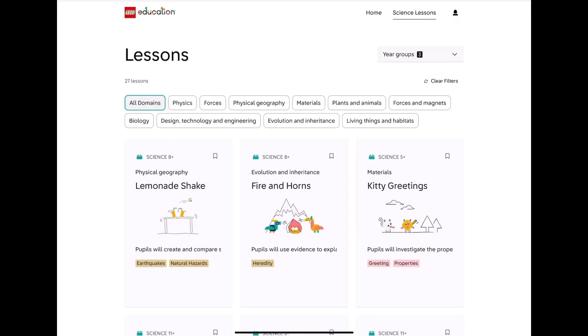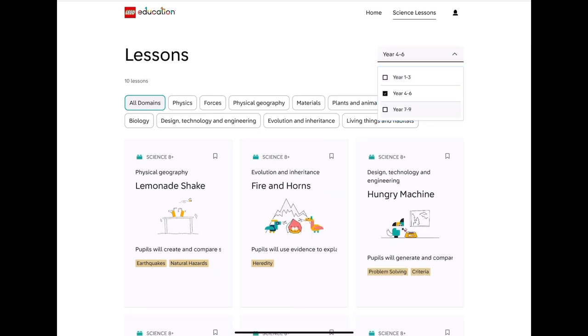Right, let's start off by selecting a lesson appropriate to the topic I'm currently teaching in school. So for this scenario, I want you to imagine that I'm a Year 4 teacher in the UK teaching pupils about earthquakes. So firstly, I will select the year groups at the top right hand corner and deselect the year groups I'm not necessarily interested in for this lesson.